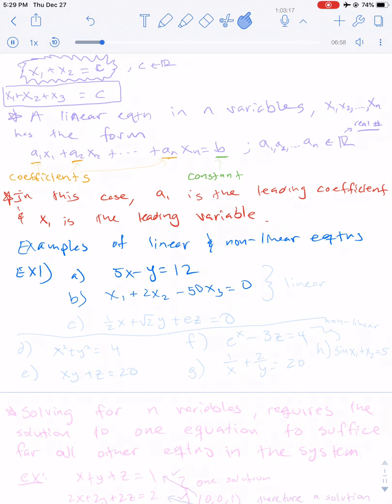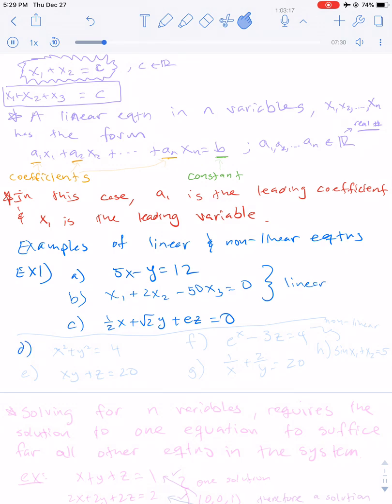What else? We can also have 1/2 x plus square root of 2 times y plus e times z, where e is the regular e value, 2.7, whatever it is, equals 0. So that's another example. So these are linear.